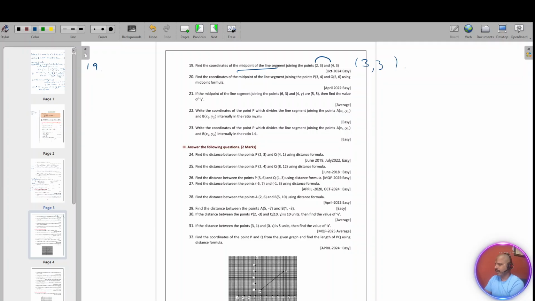Then the 20th we'll see. Same, midpoint using the midpoint formula. You write the formula, either by saying formula or without saying it. You have to write the formula and solve it. The 20th also you can solve yourself. That is 3 plus 5, 8. 8 by 2 is 4. 4 plus 6, 10. 10 by 2 is 5. (4, 5) is the answer. That was the 20th.